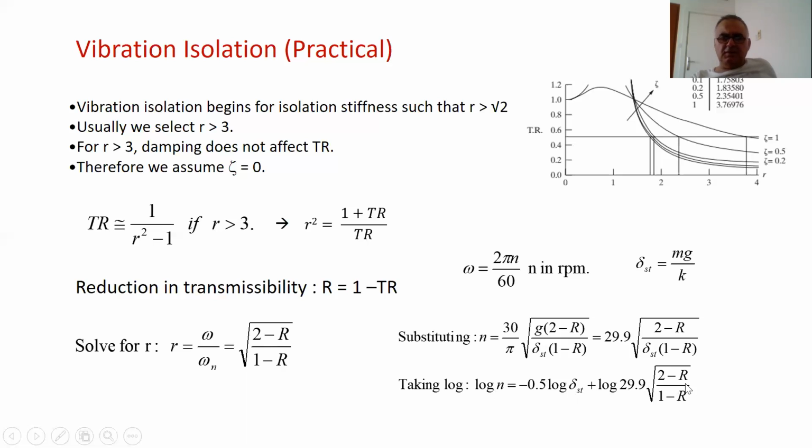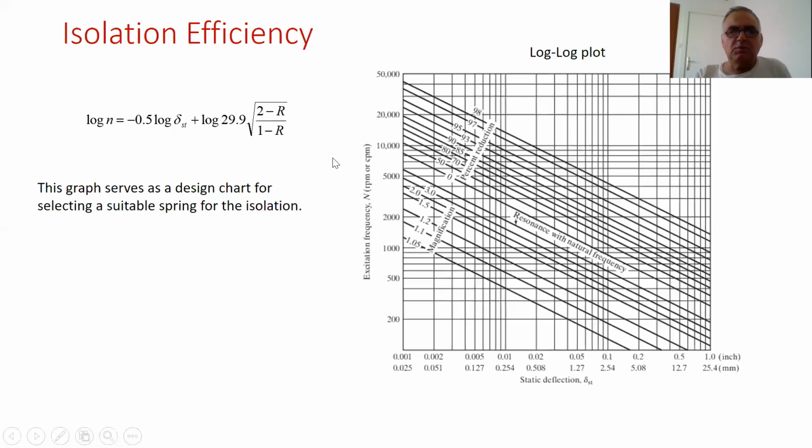Now, this term, the square root of (2 minus R) divided by (1 minus R), is a constant term. It is a constant for a given R. Then this curve is a linear curve, as we see over here. So for a given R value, you can plot the static deflection with respect to the excitation frequency in RPM. So this can be a design chart.